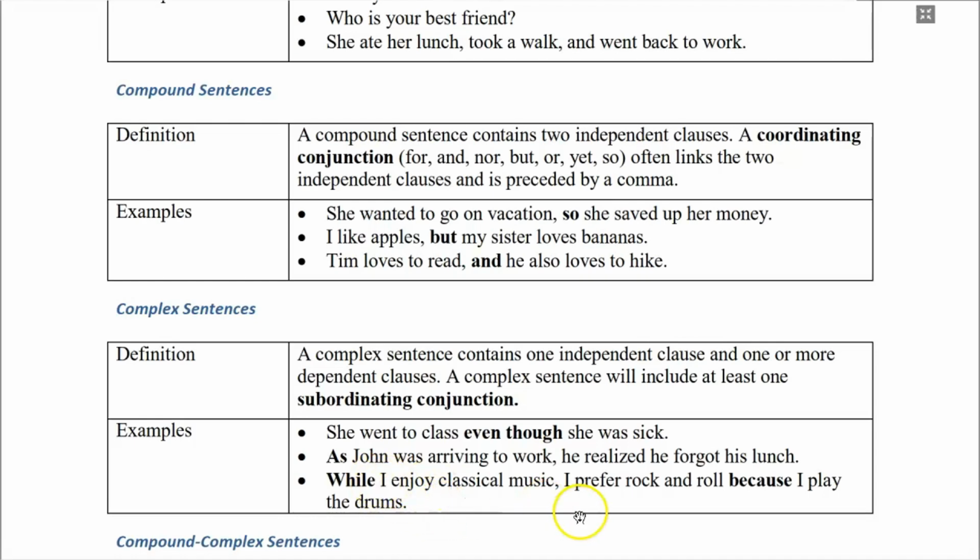While I enjoy classical music, I prefer rock and roll because I play the drums. You can see this one has what? More than one, it has two what? Two subordinate clauses. While I enjoy classical music and because I play the drums, those two do not make sense, but I prefer rock and roll definitely makes sense.